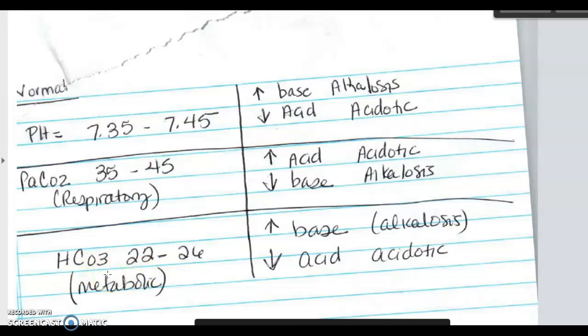And then let's look at the HCO3. The HCO3 represents metabolic. The normal is 22 to 26. Again, if you're high, that means you're a base. It's alkalotic. Or if you're low, that means it's acid or acidotic. So take that into consideration. I'm going to scroll down and show you how to work these values out and interpret whether it's respiratory or metabolic acidosis or alkalosis. So write these values down to refer to. You're going to need to remember those values.